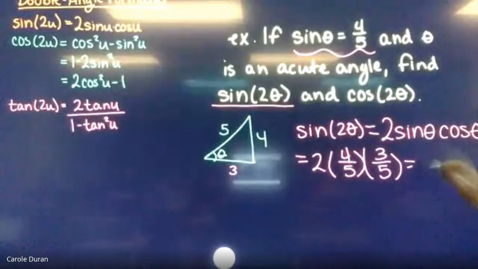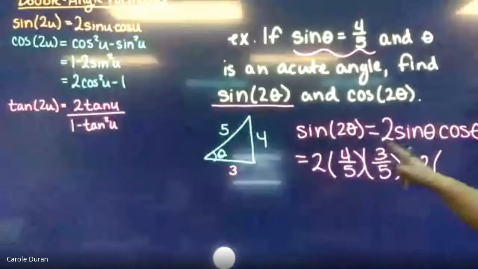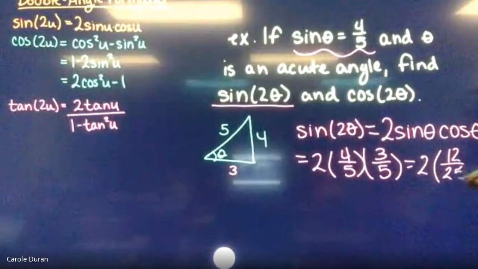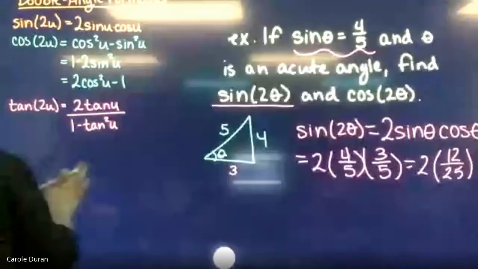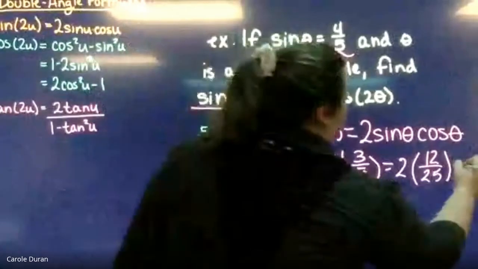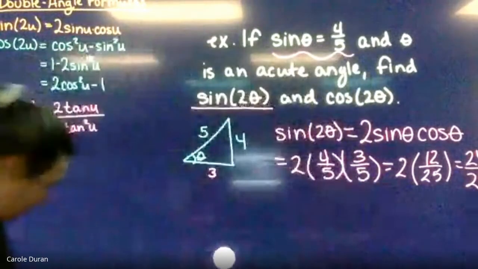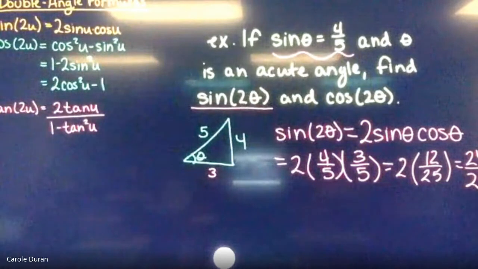So I multiply the fractions first. This becomes 2 times 3 times 4, which is 12, over 5 times 5, which is 25. That 2 then multiplies into the numerator only, because that's the same as 2/1. And then my answer becomes 24/25. So sine of 2 times theta is equal to 24/25.